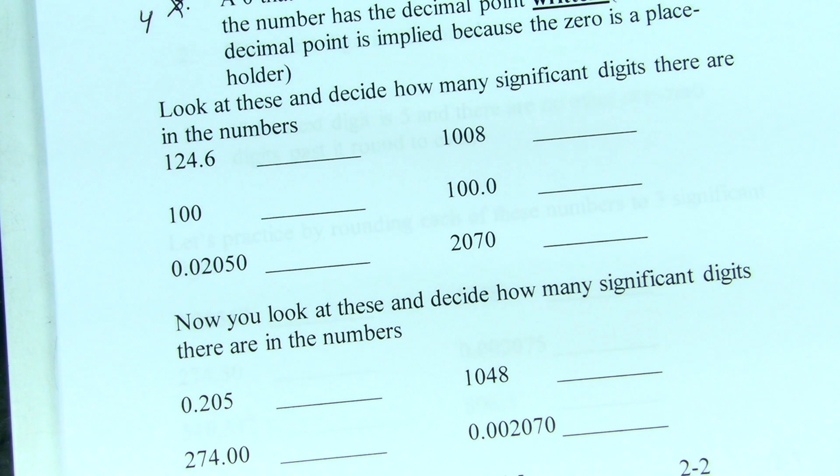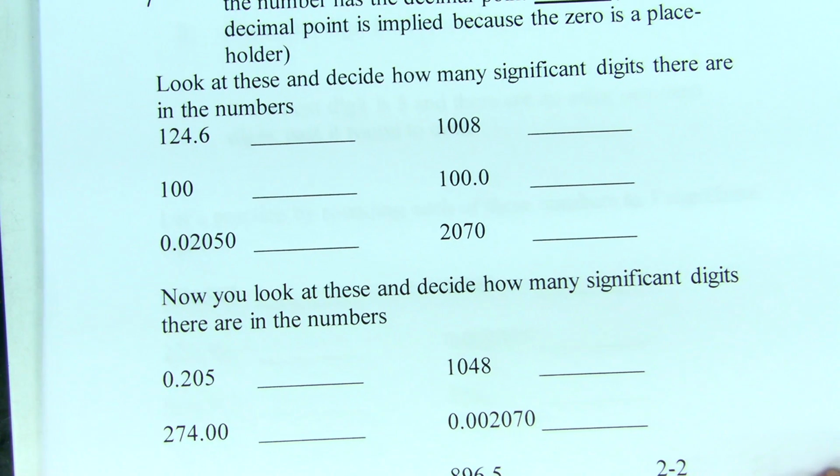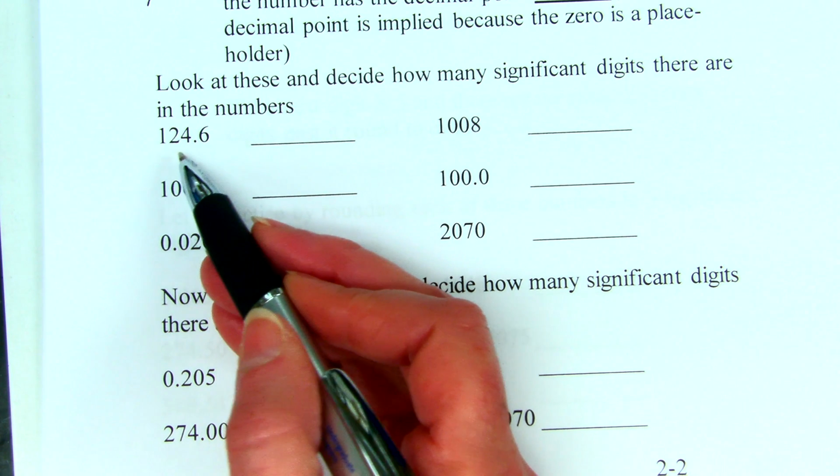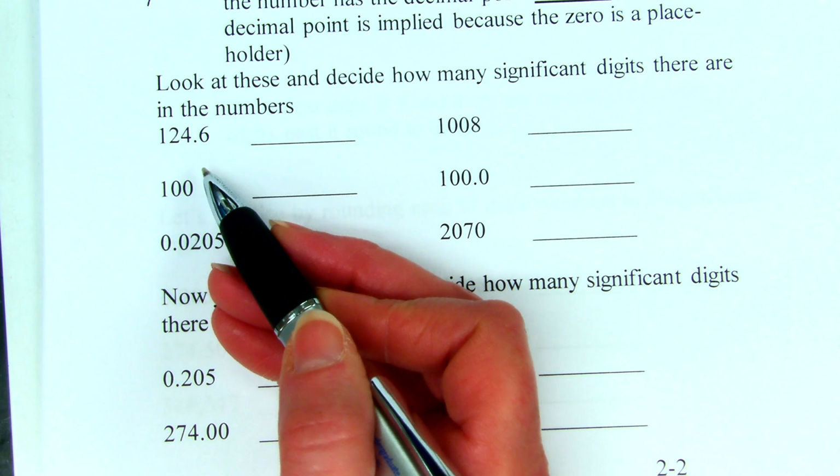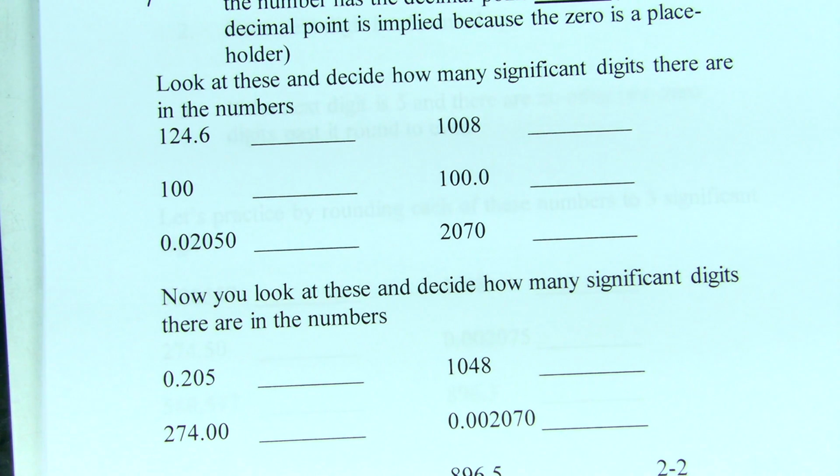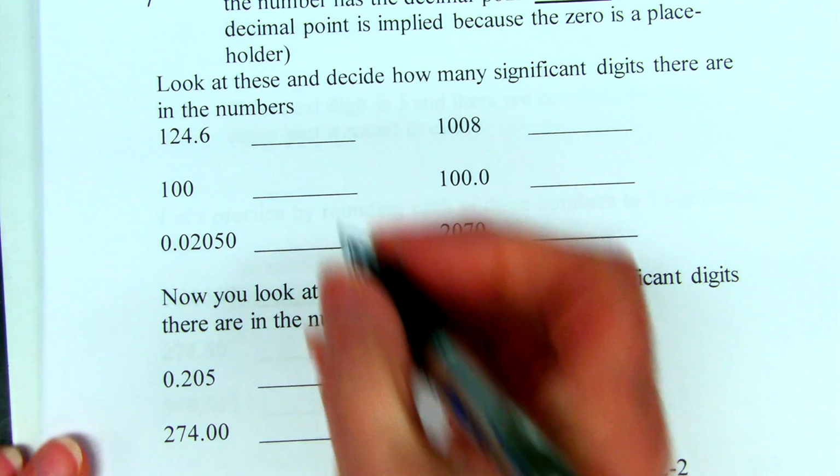So as we look at these, the first example follows the first rule. 124.6. We have 4 non-zero digits, so they are all significant, so we have 4 significant figures.